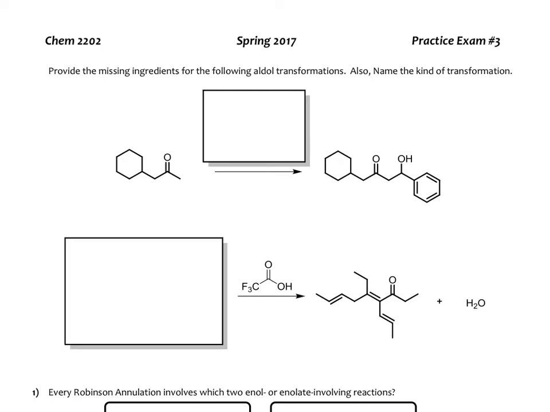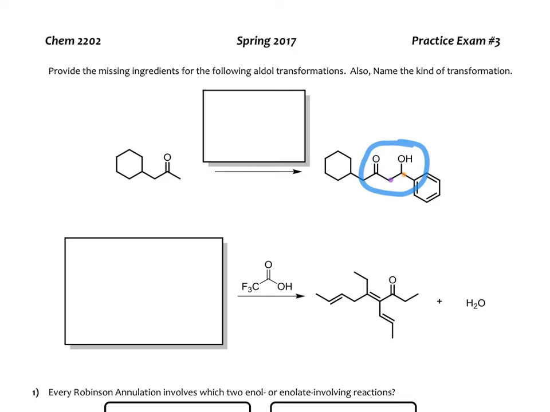Page 2 of practice exam 3 starts off with: provide the missing ingredients for the following aldol transformations. Also name the kind of transformation. In this product, we have a beta hydroxy ketone. This is the alpha position in purple, and in orange that is the beta position. So there's a hydroxy group at the beta position, beta hydroxy ketone.